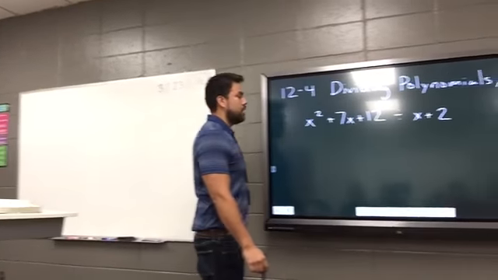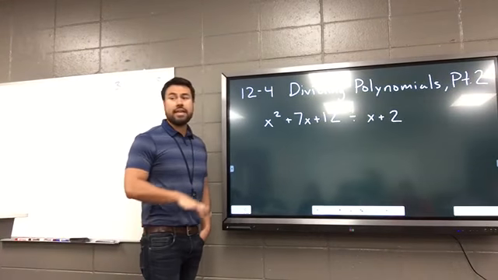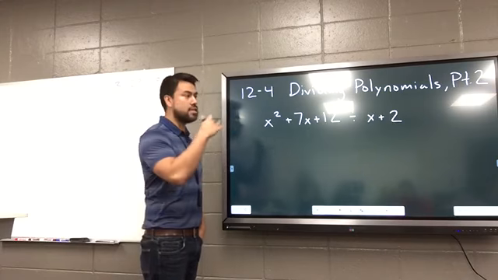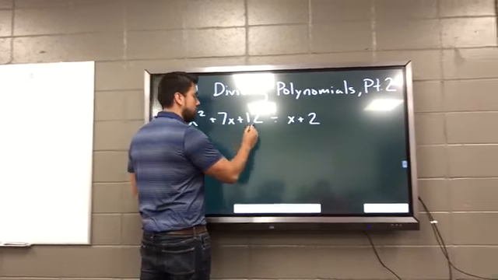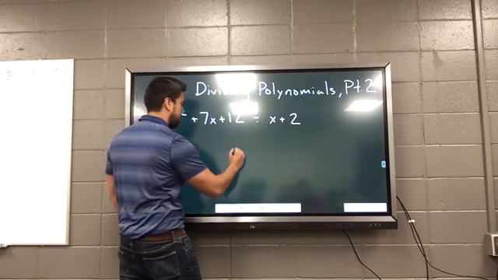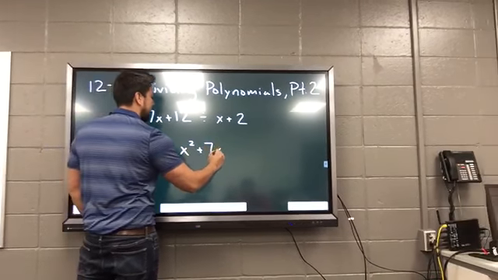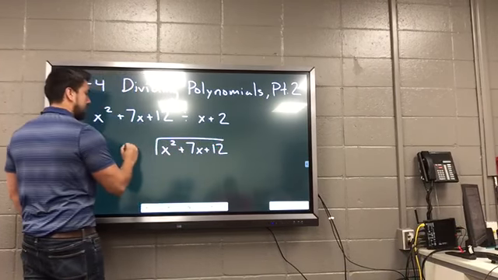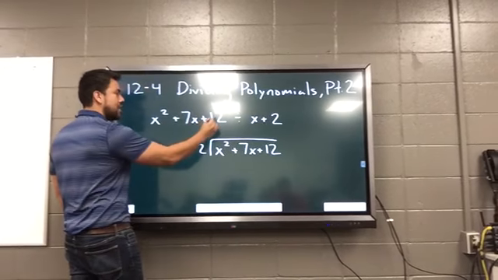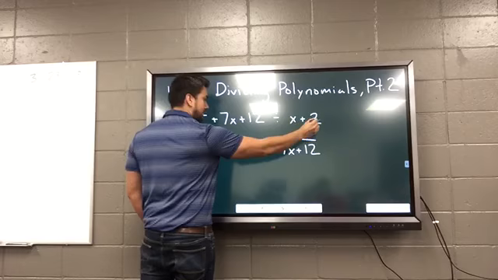On this one, we want to set it up just like we have any other division problem with numbers or variables. Which number should go in the box? The first number or the second number? First. So I'm going to rewrite it here: x squared plus 7x plus 12, then divided by x plus 2. So the dividend divided by the divisor.